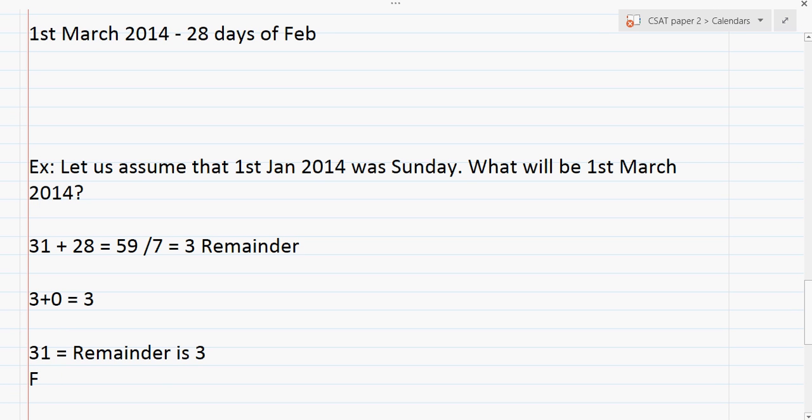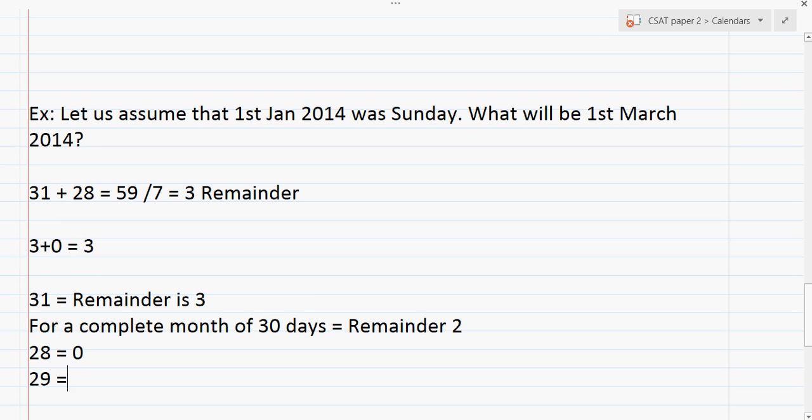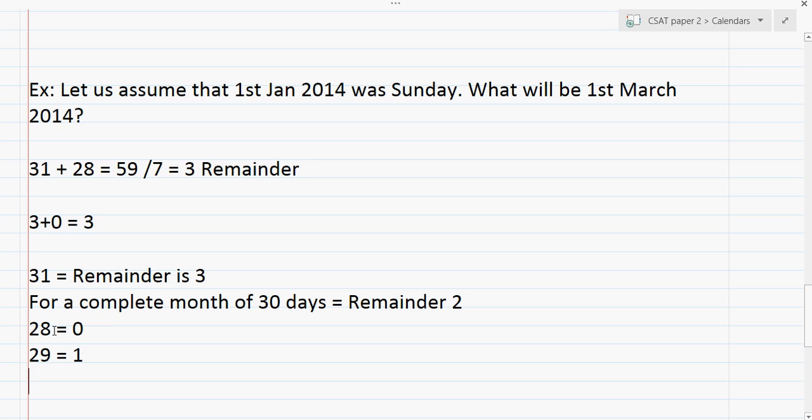For a complete month of 30 days, the remainder is 2. On 28 days it would be 0. On 29 days it would be 1, right?